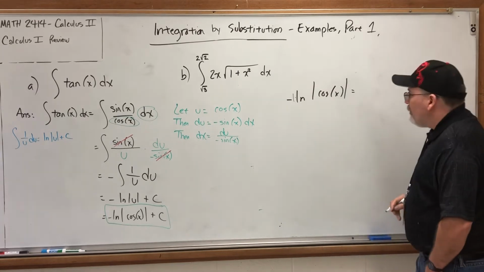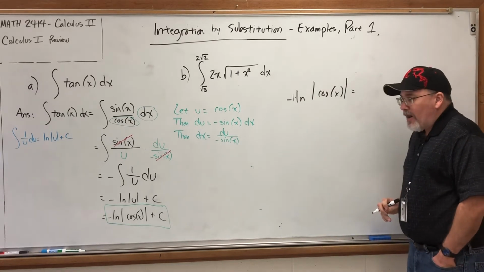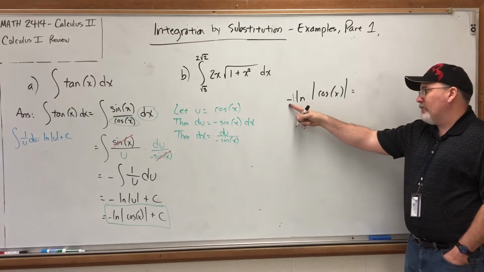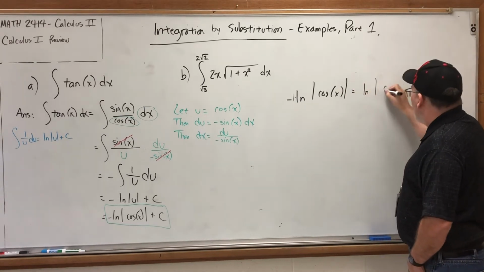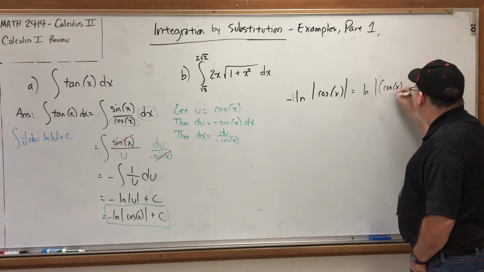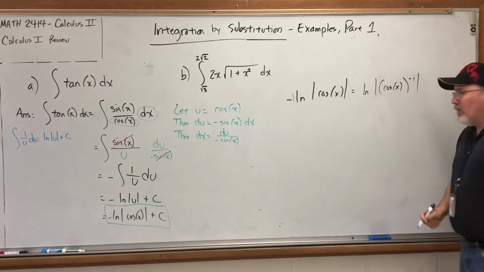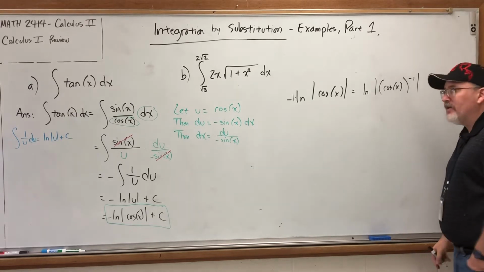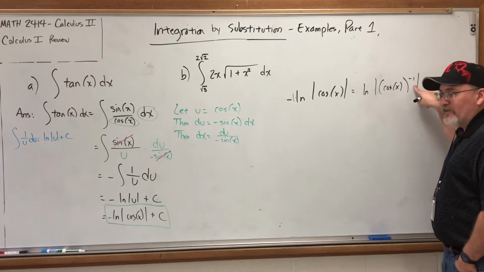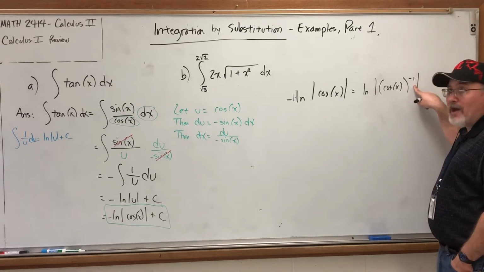Okay? Number two, there's a logarithmic property that says if you have a number in front of a logarithm, you can move it inside as an exponent. So we can move the -1 inside as an exponent on the cosine. Now be careful, that's not cosine inverse, that's cosine to the -1. This is why I don't like using this for inverse trig functions, because it could be a power.